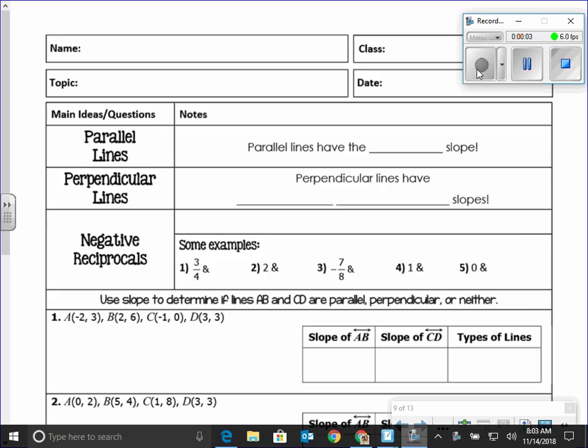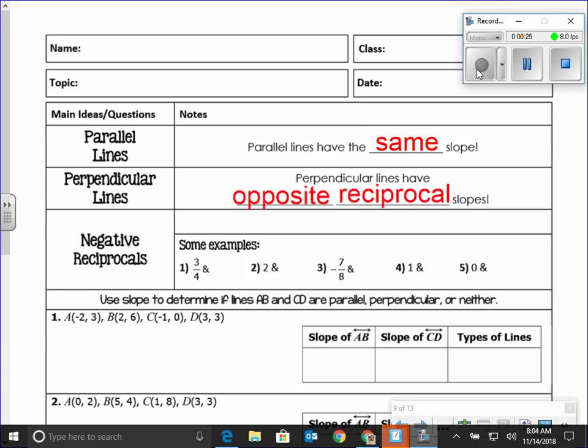Right, so we're going to talk about how you determine if lines are parallel or perpendicular, depending on what the slope says. To start off, parallel lines are going to have the same slope. That means exactly the same, signs the same, everything. Now, perpendicular lines have the opposite reciprocal slope. So let's go back to some of our vocabulary from algebra.